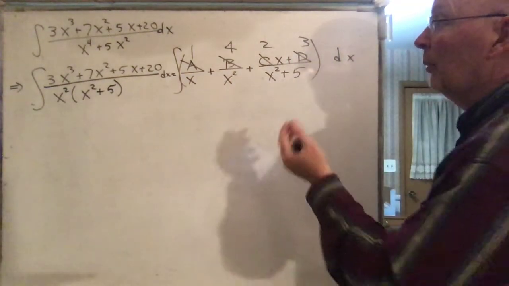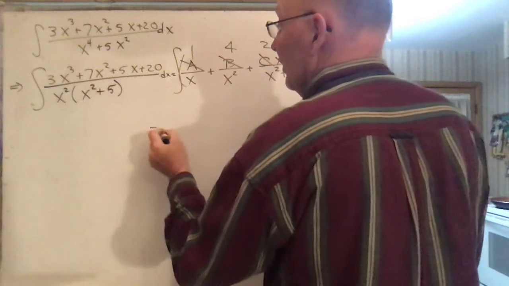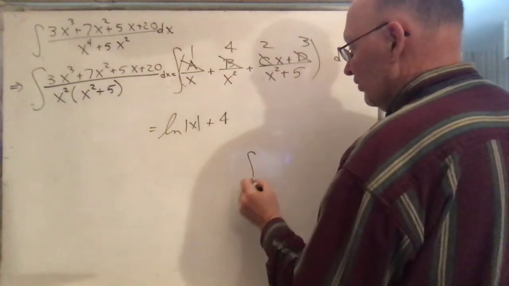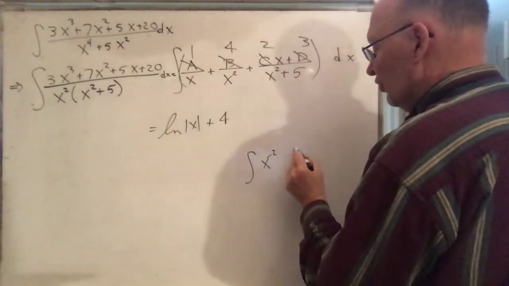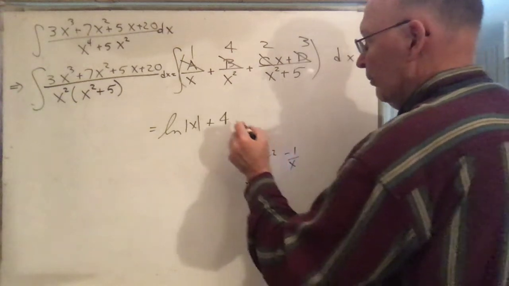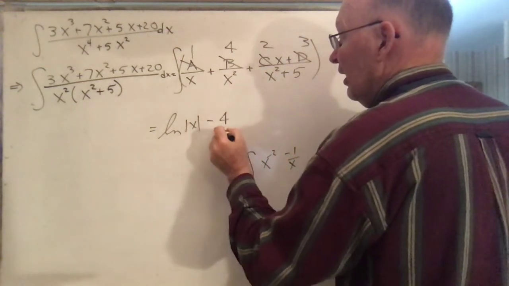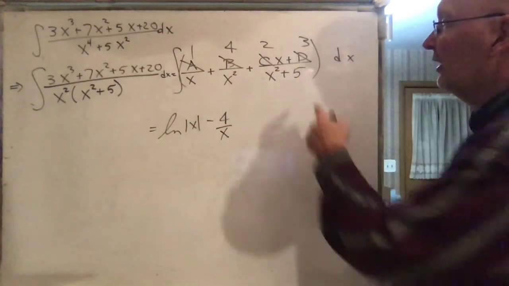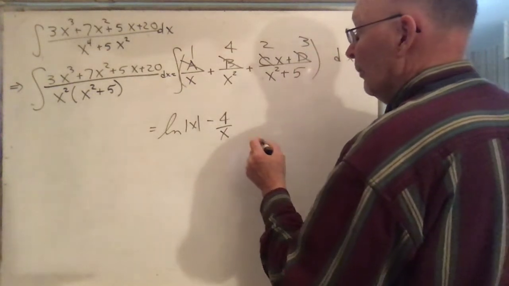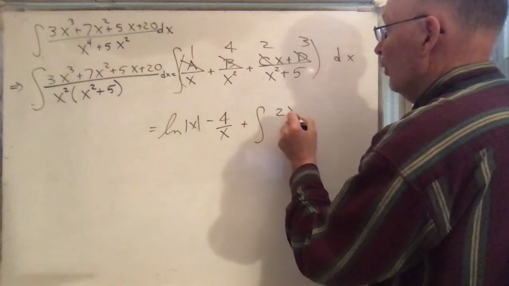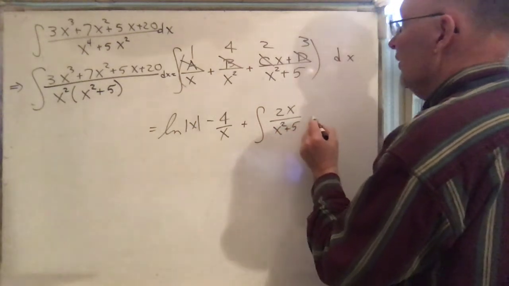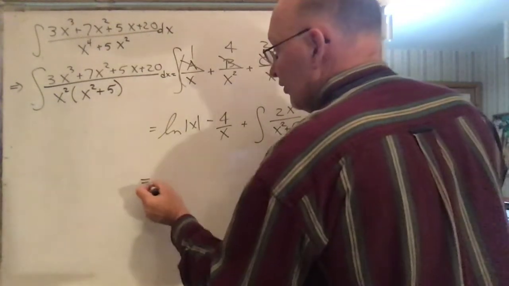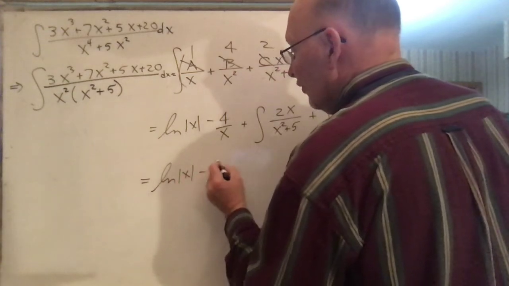And so now, we're basically done, right? This one is just going to be the ln of absolute value of x. This one is going to be plus 4, and then that's going to be what? X to the minus 2, which is negative 1 over x, so it's going to be negative 4 over x by the time you take the antiderivative of that. And then here you're going to get your 2x plus 3. So you remember how to do it? So you can go 2x over x squared plus 5, and then plus 3 over x squared plus 5. And so this is going to be the ln of the absolute value of x minus 4 over x.